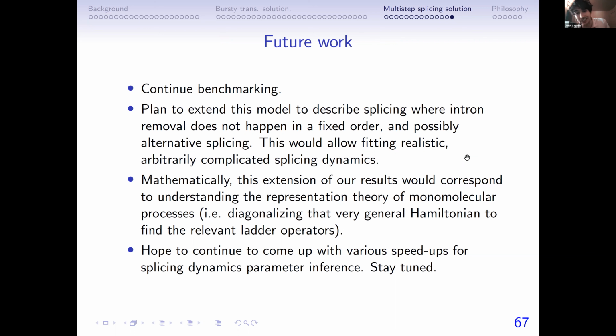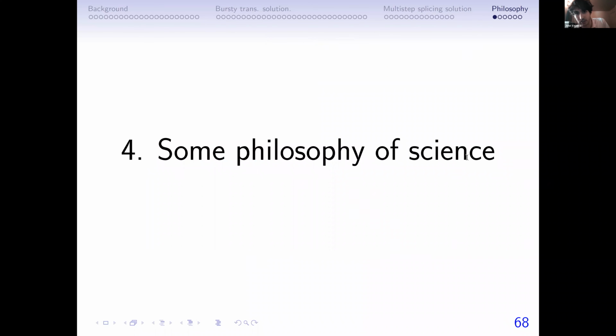But we're hoping that we can extend this to cover when intron removal might not happen in a fixed order, or alternative splicing. And if we could do that, then we could really fit arbitrarily complicated realistic splicing dynamics. And then there's some kind of interesting math associated with that related to what you might call representation theory. But I'm working on that and I think it's pretty promising. So stay tuned. I think this is a really interesting avenue for combining theory, computation, and experimental data. So that's what I've done.